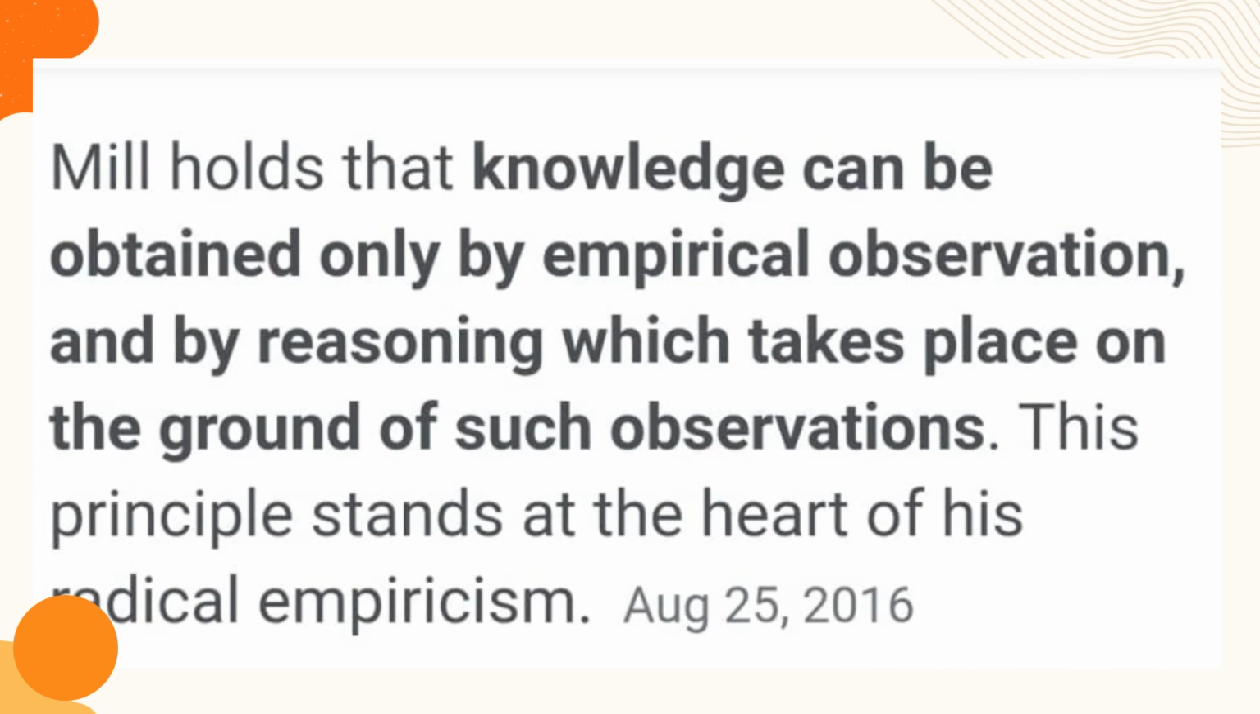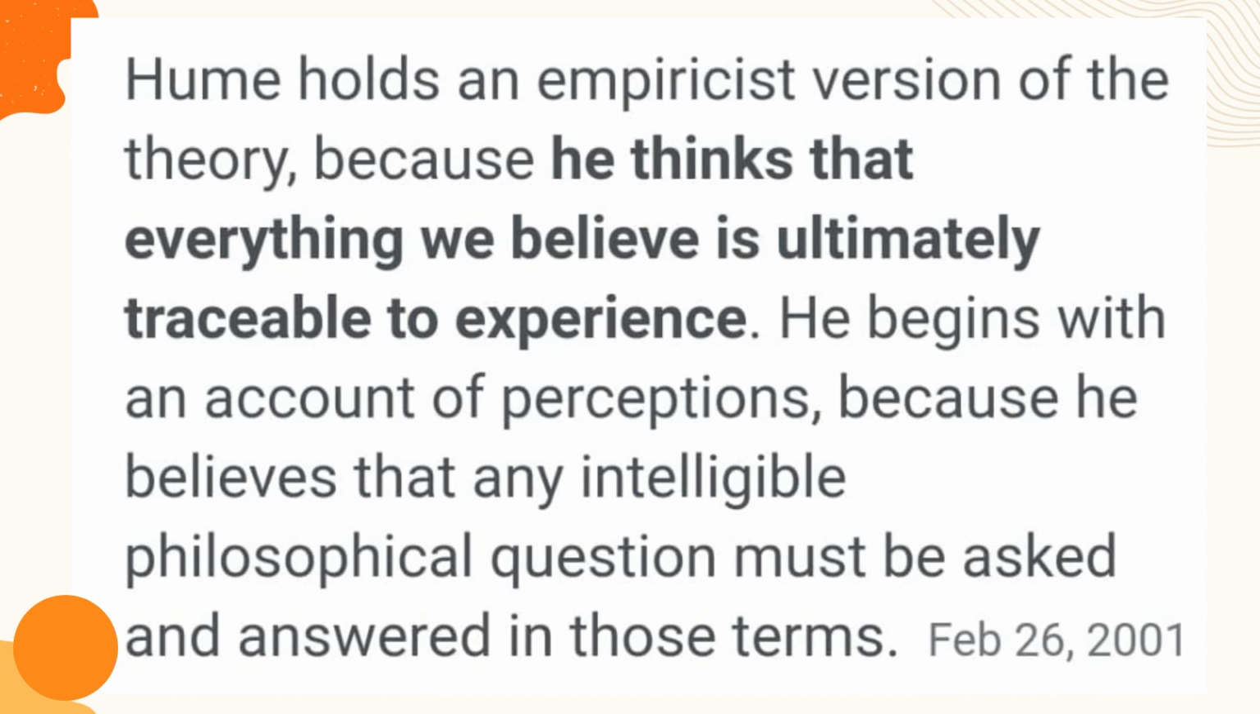We also have Mill. Mill holds that knowledge can be obtained only by empirical observation and by reasoning, which takes place on the ground of such observations. This principle stands at the heart of his radical empiricism. And next is also Hume. Hume holds an empiricist version of the theory because he thinks that everything we believe is ultimately traceable to experience. He begins with an account of perceptions because he believes that any intelligible philosophical question must be asked and answered in those terms.